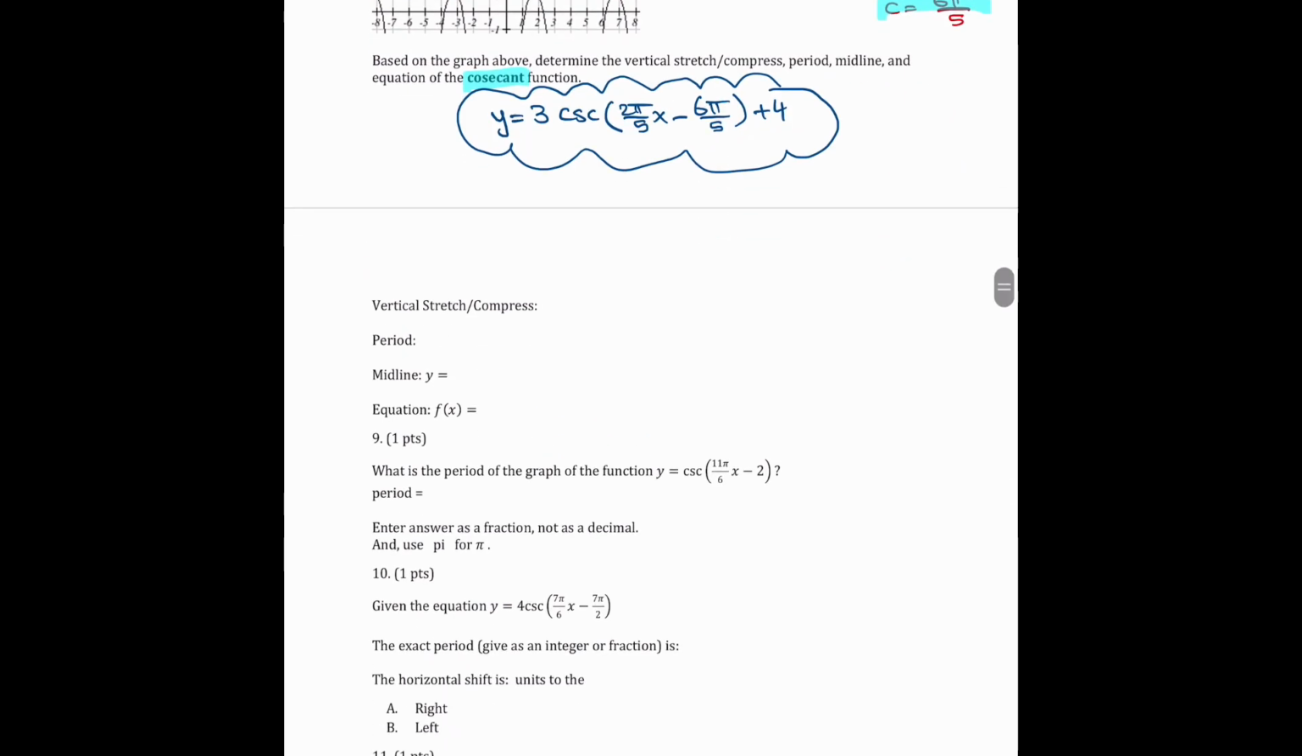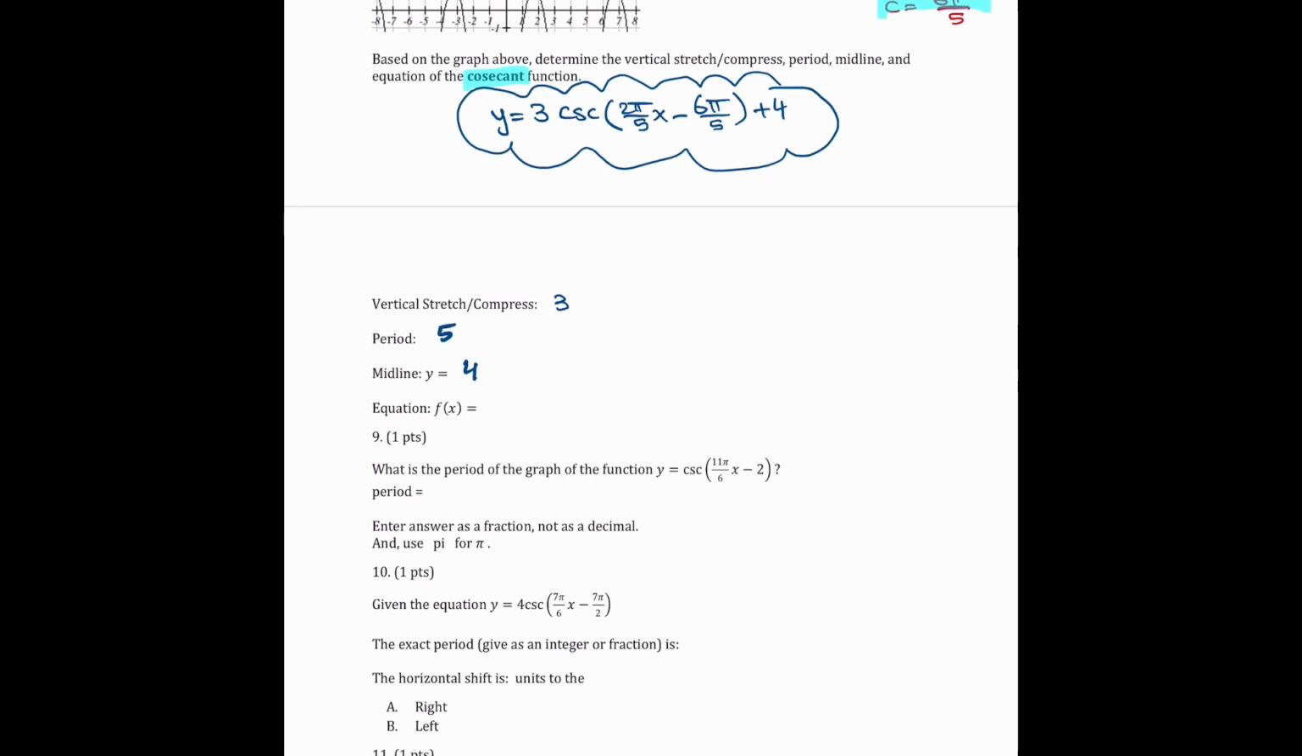And then we found all of these. The vertical stretch is 3, which is the amplitude for the reciprocal. Period length, we found that to be 5, and the midline is 4. And the equation of the function, we just found that. So the answer is y equals 3 cosecant (2 pi over 5 x minus 6 pi over 5) plus 4.